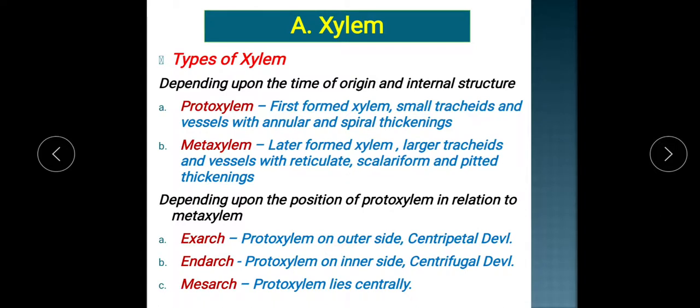Besides these two, there is another, third type, which is intermediate. This is called mesarch. Mesarch, as the name suggests, means middle. That means the protoxylem lies centrally, and on both sides there is metaxylem. This type of development occurs centripetally as well as centrifugally, and such a type of xylem can be observed in the Cycas rachis. So in the rachis of Cycas we can observe the mesarch type of xylem.